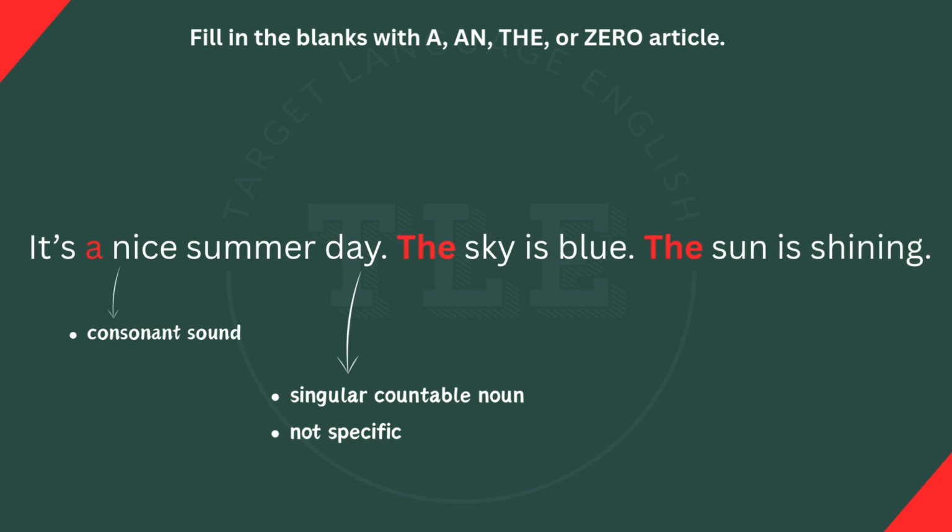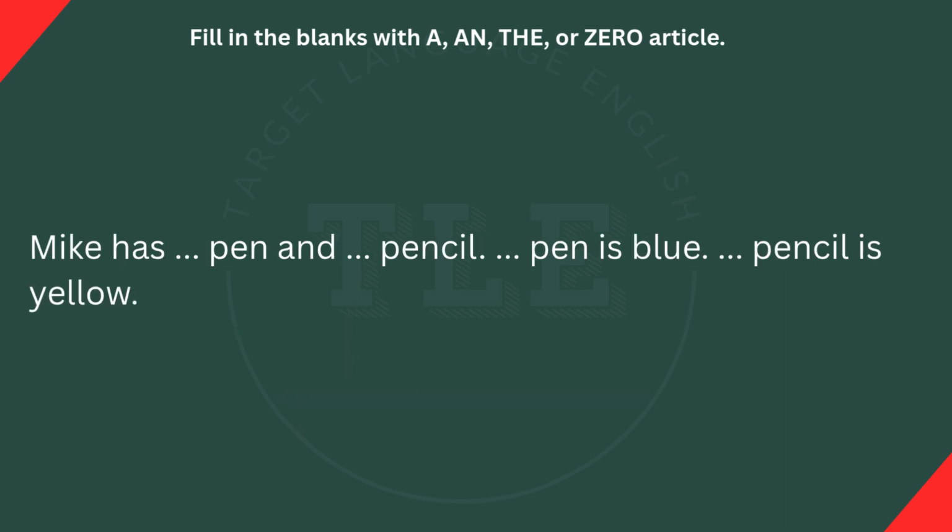Next, we'll say the sky is blue, the sun is shining. The nouns sky and sun refer to something unique. There's one of each in our world, so both the speaker and the listener know exactly which one is meant. So, the sky and the sun. Let's see the next example.